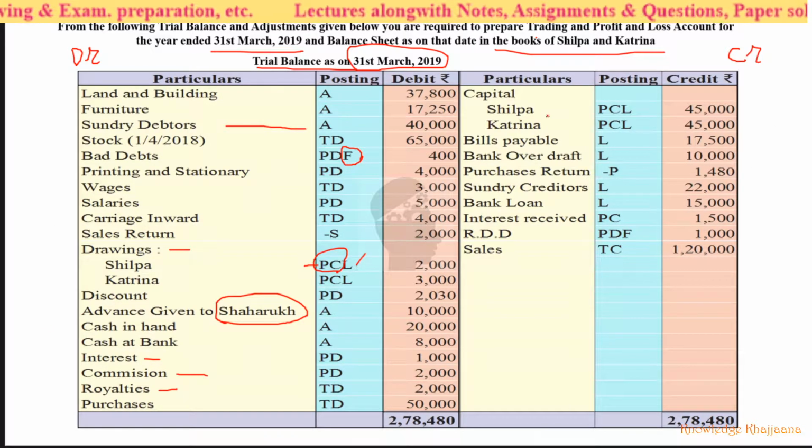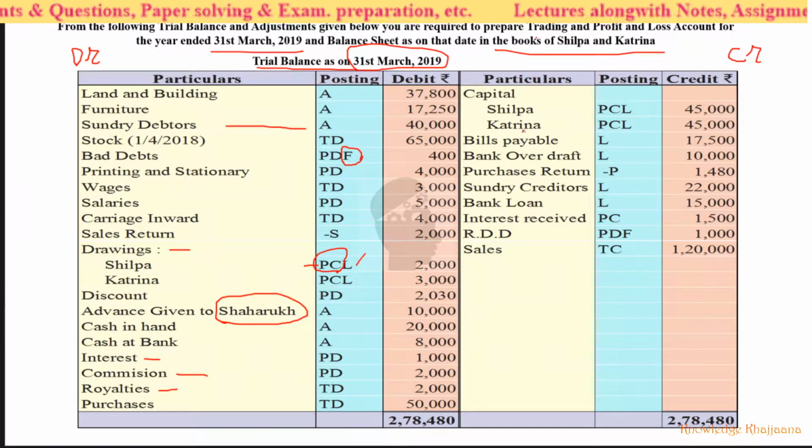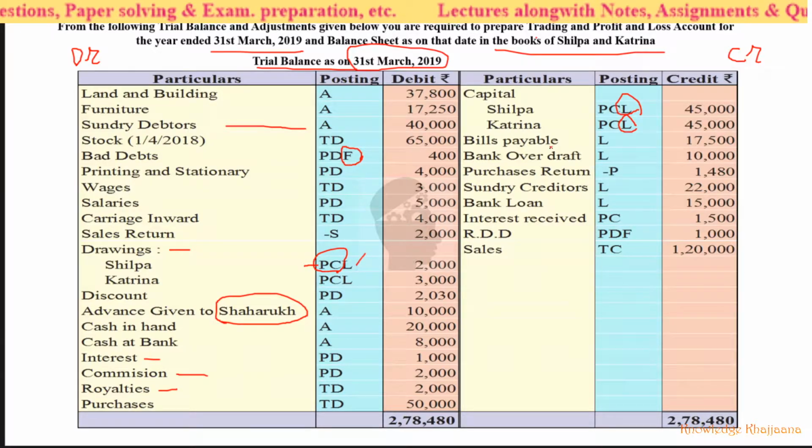Then capital. Shilpa's capital. See, here this book is not maintaining separate capital accounts for the partners. So they are maintaining the partners' capital account in the liabilities itself. Okay. So Shilpa's capital, which is given on the credit side, will come to the, sorry, will come to the partners' capital on the liability side. Katrina, partners' capital in the liability side of the balance sheet. Okay. Bills payable, obviously liability.